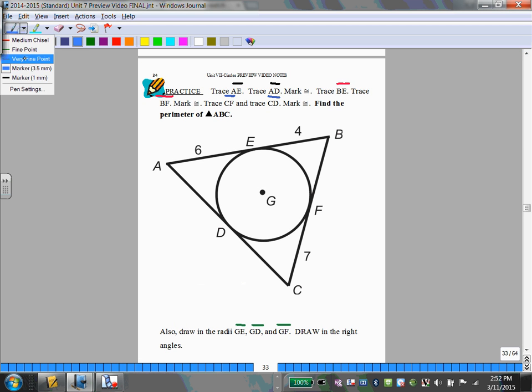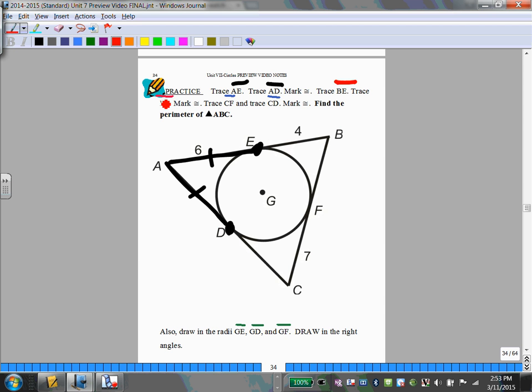I'm going to trace them with you, and I'm going to set the timer for 2 minutes, and you're going to find what you can find. So it says right here, trace AE and AD. So let's trace AE and AD, points of tangency, and those are going to be congruent.